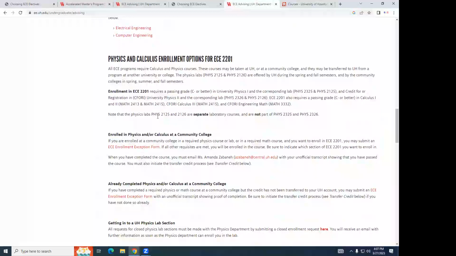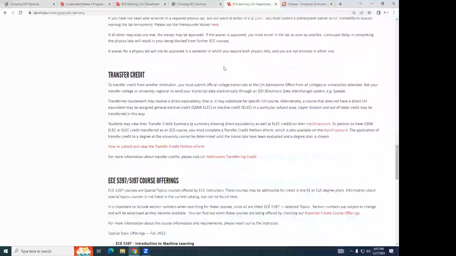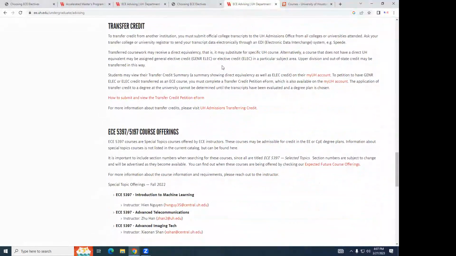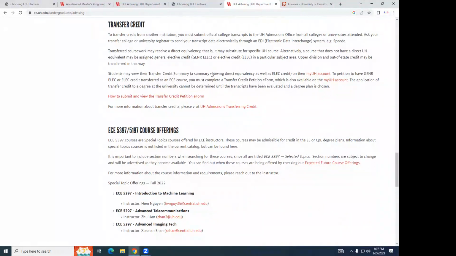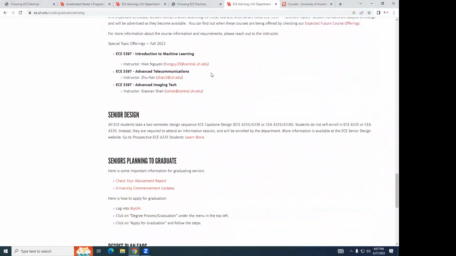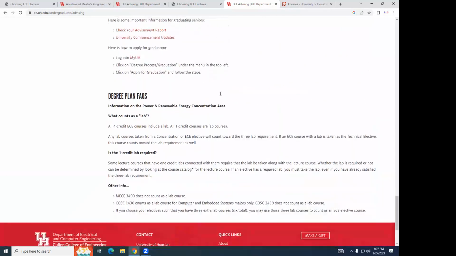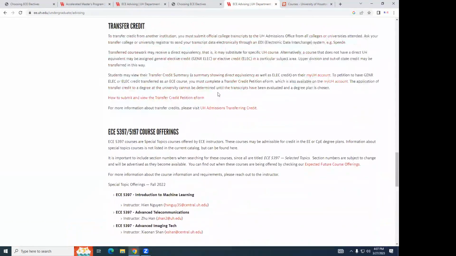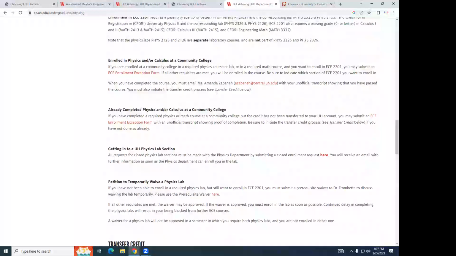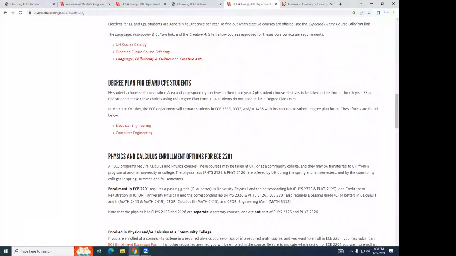Most of you are past Circuits 1, so I don't imagine this is relevant, but there's information about transfer credit issues here, and I would send you to those places for things like that. There's also information for seniors planning to graduate, senior design, and so on. Let's go to the degree plan form.